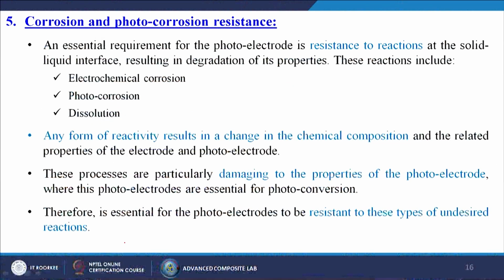Next, the fifth one is called corrosion and photocorrosion resistance. An essential requirement for the photoelectrode is resistance to reactions at the solid liquid interface resulting in degradation of its properties.